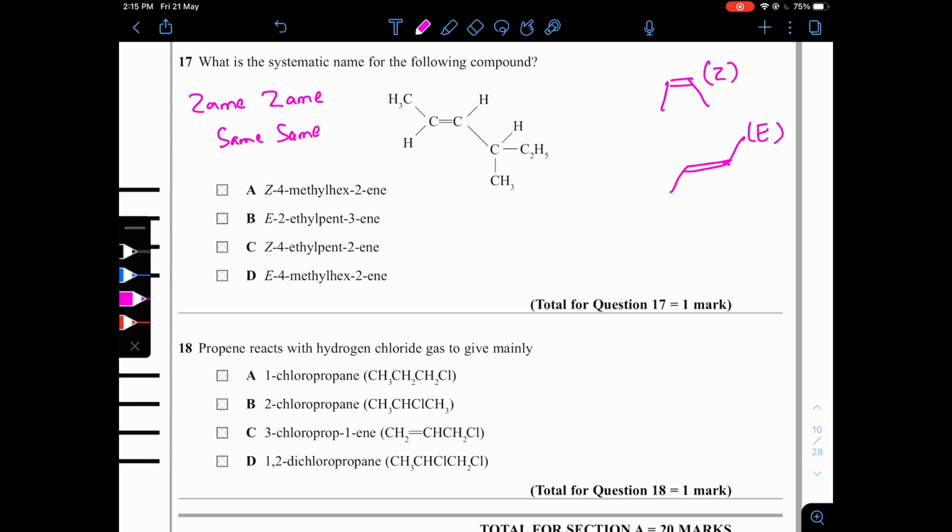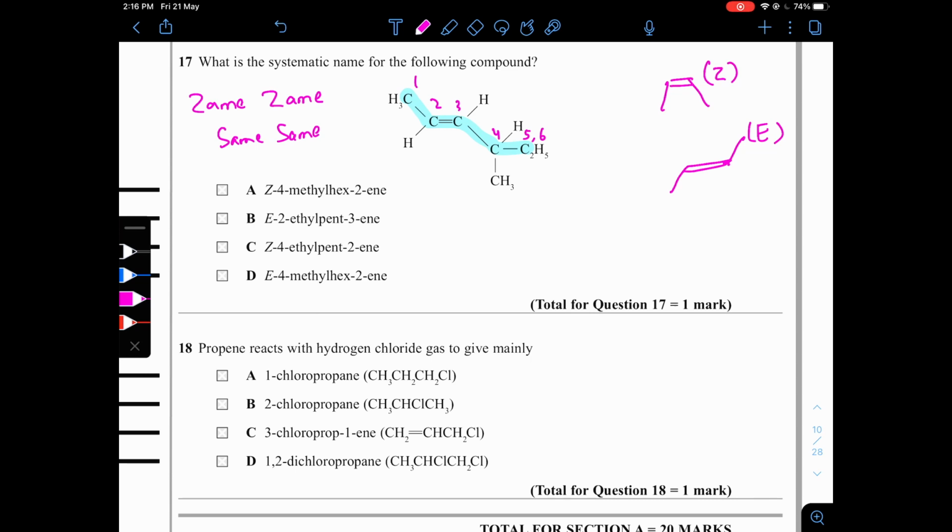Okay, so how do we name a compound? We look at the longest chain. The longest chain in this case is this. Why is this the longest chain and not from here? That's because you can see there's a C2 here, so you can have the longest chain. That's why that's the longest chain. So how many carbons are there? 1, 2, 3, 4, 5, and 6. So there are 6 there, right?